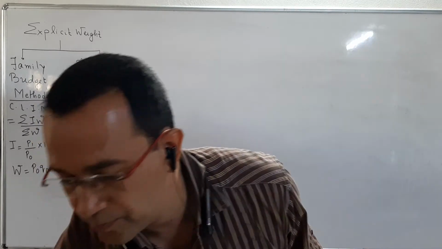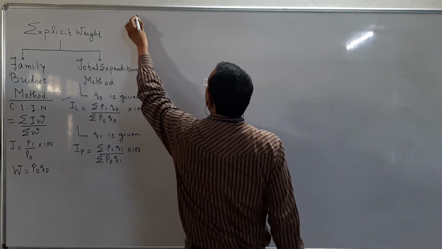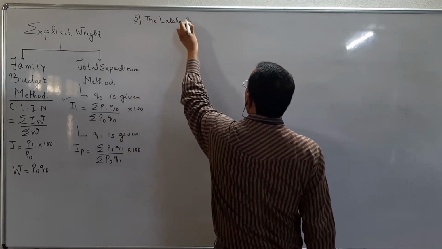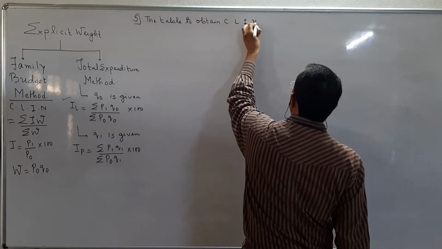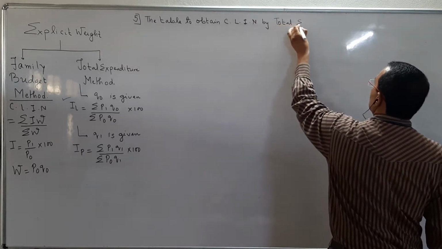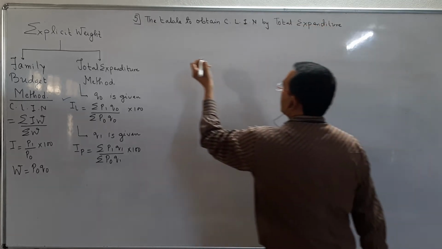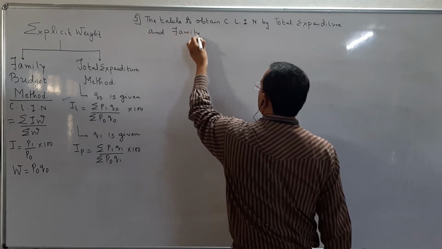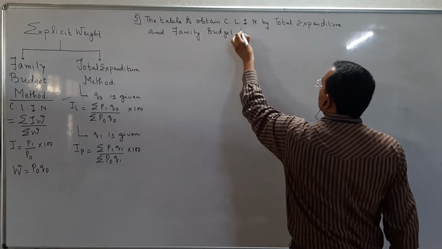Students, I am erasing the title and I am rewriting the table to obtain cost of living index number by total expenditure and family budget method, as given.